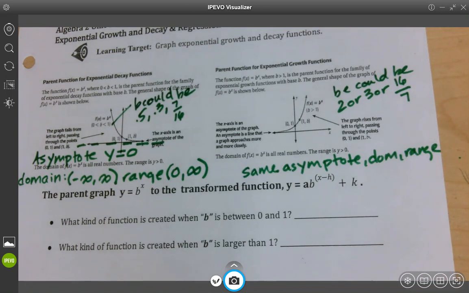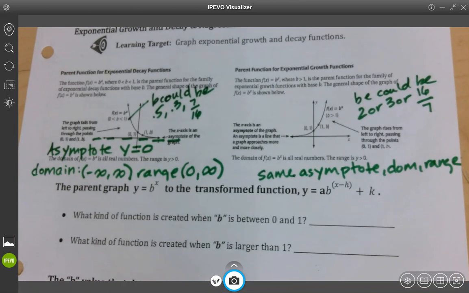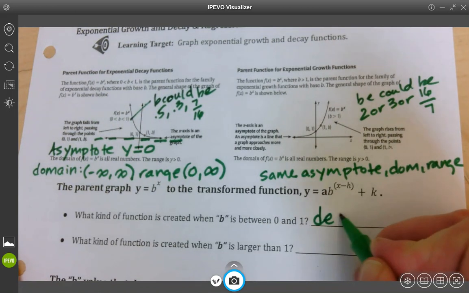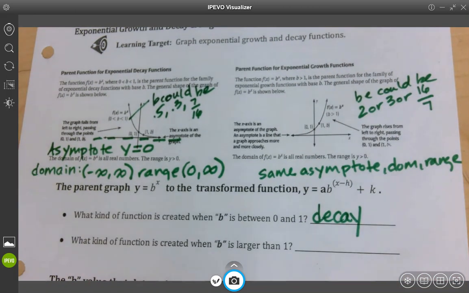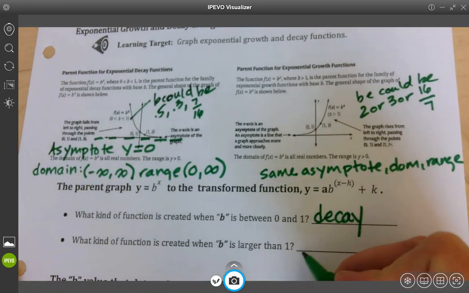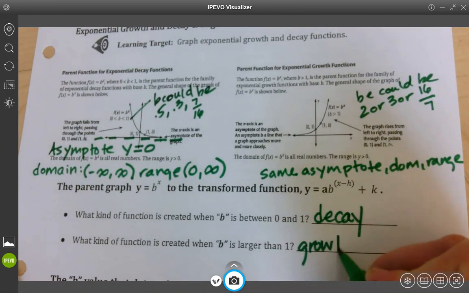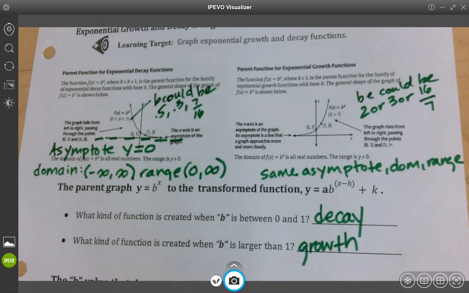So the first two questions are just asking if you were paying attention. If the b is between 0 and 1, would that be growth or decay? Anybody else want to vote on that? Decay? 2 votes for decay? Okay, decay. What kind of function is created when b is larger than 1? That would be growth. So down below, we're just going to be identifying parts of the equation.